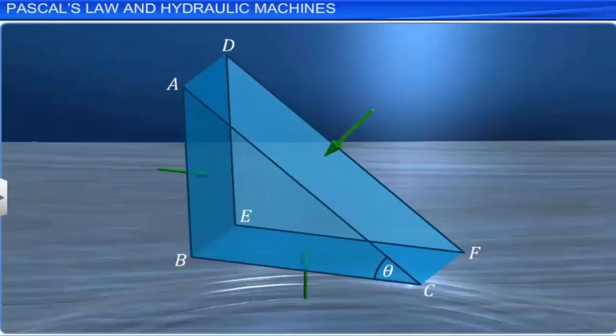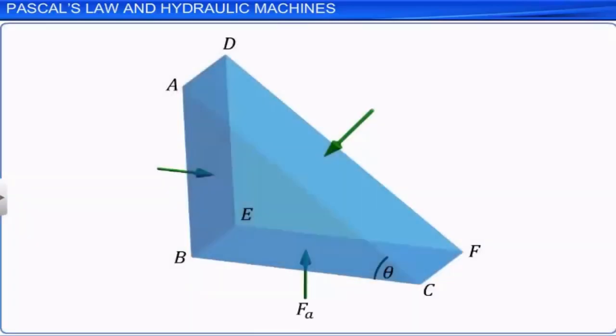Let FA, FB and FC be the normal forces acting on the 3 rectangular surfaces of the prismatic element. AA, AB and AC represent the areas of the faces BEFC, ADFC and ADEB of the element respectively. PA, PB and PC represent the pressures acting on the areas AA, AB and AC.